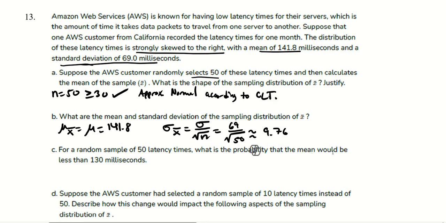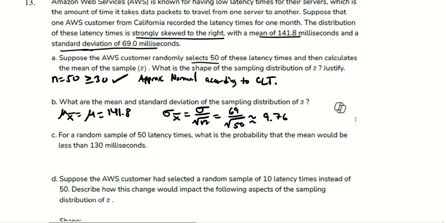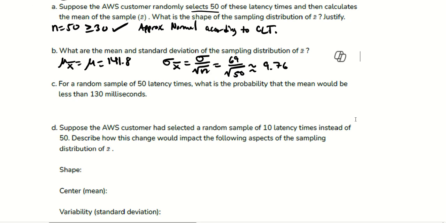For a random sample of 50 latency times, what is the probability that the mean would be less than 130 milliseconds? Okay, so we know that n is 50, according to this. And we want the probability that x bar is less than 130.